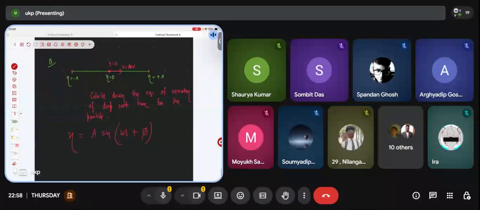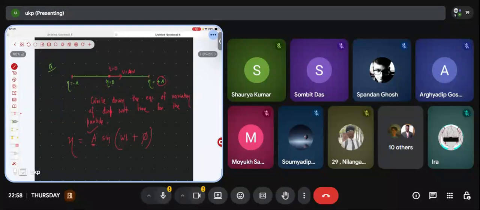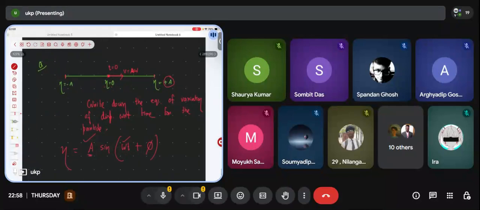What was A? A was the amplitude. Here also, what is the amplitude? Plus a. So a is already given in the question. What is omega? Sir, omega was angular frequency. Has the omega been given in the question? How did you know the omega is given in the question? Sir, you have already told us that at t equal to 0 the velocity is omega a.